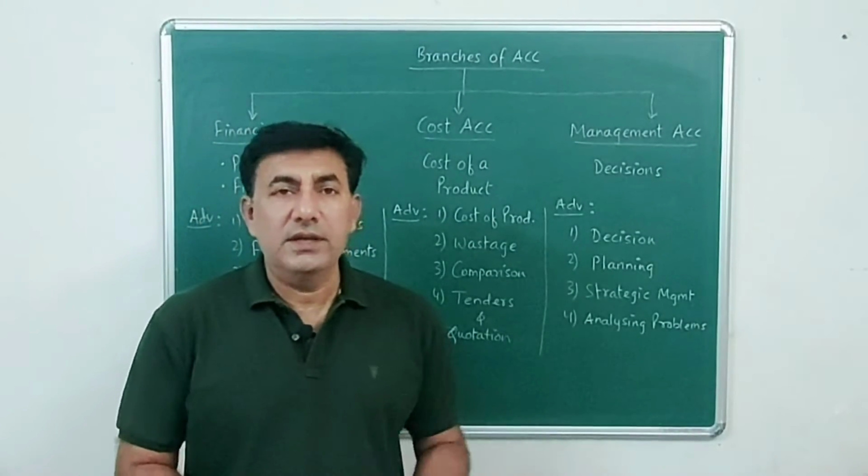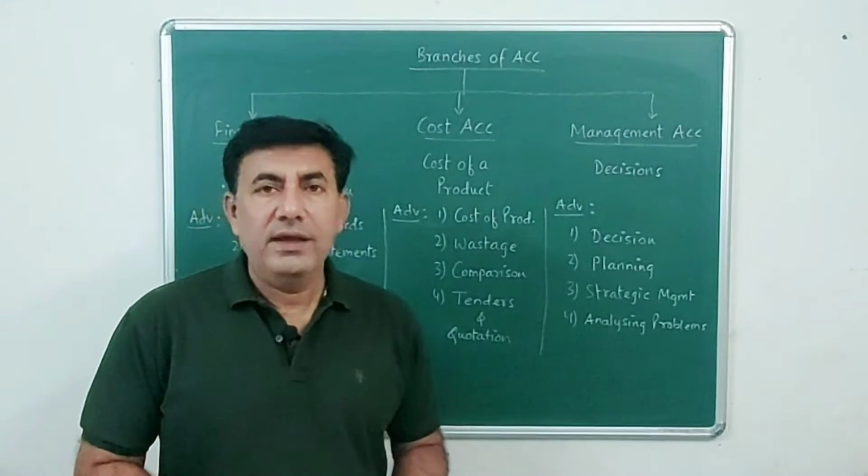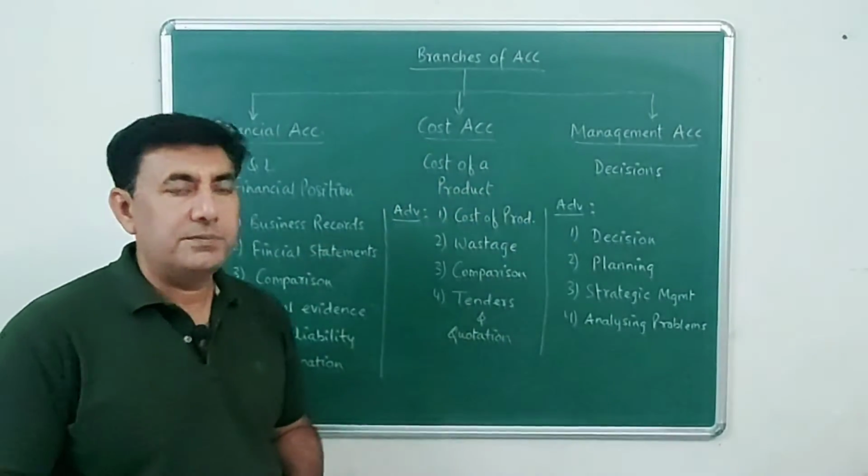Okay friends, the next concept here is the different branches of accounting. Mainly there are three branches of accounting: financial accounting, cost accounting and management accounting.